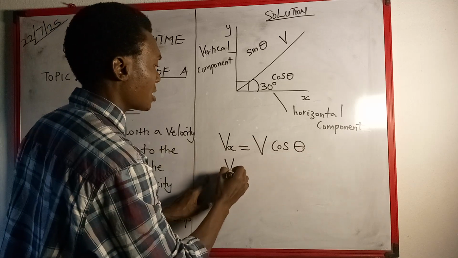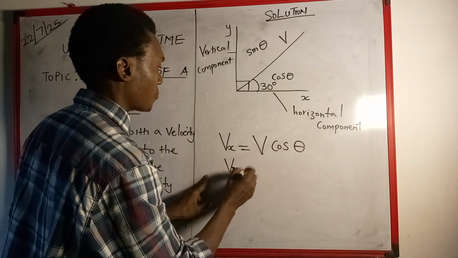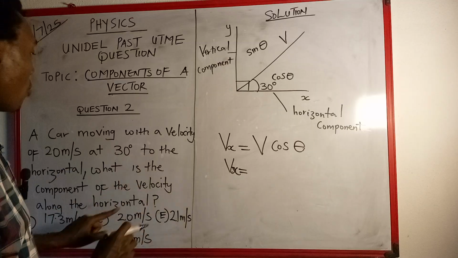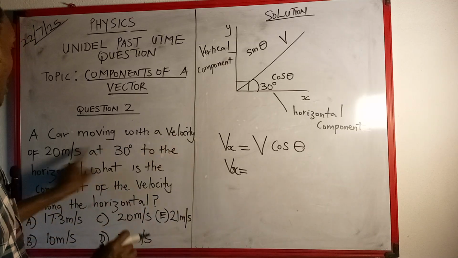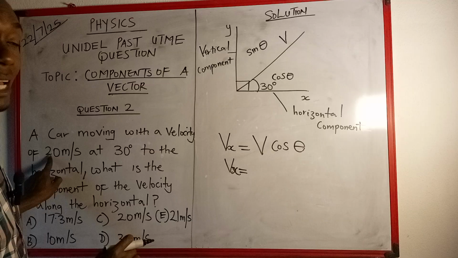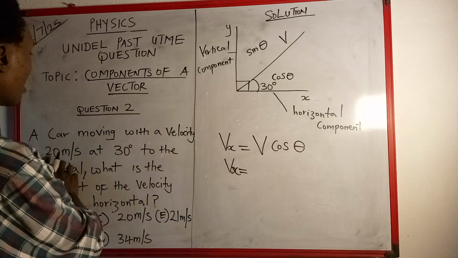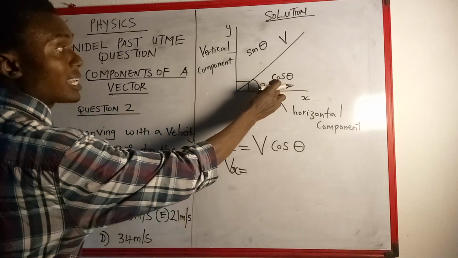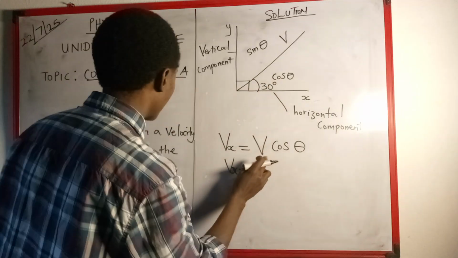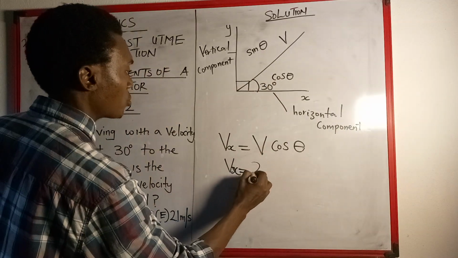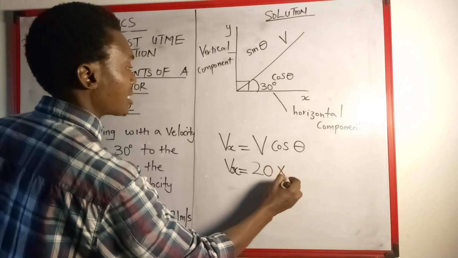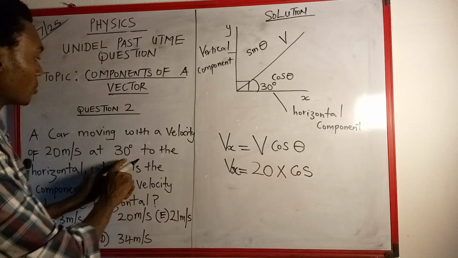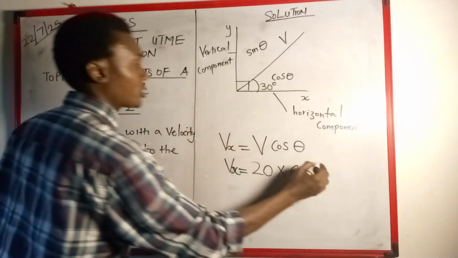Now, what is our velocity in the equation? Our velocity is 20 meters per second and our angle is given as 30 degrees, which is this 30 degrees you are seeing here. So put your 20 here, times cos theta, which is the angle, 30 degrees. So put your 30 degrees here.